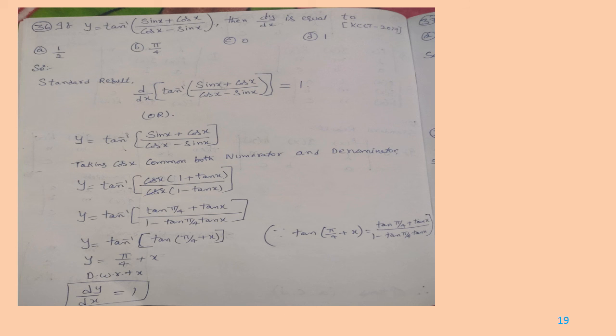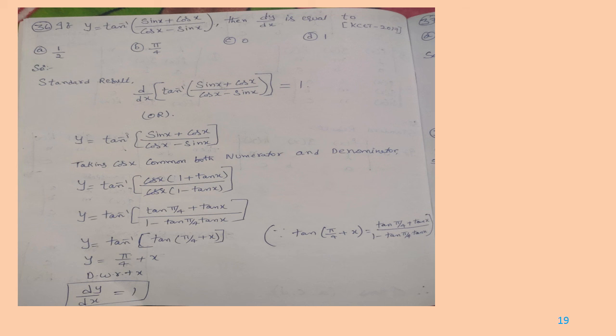Now if y equals tan inverse of (sin x plus cos x) divided by (cos x minus sin x), then dy by dx is equal to, which was asked in the year 2017. See, here we have a standard result. Last class we did the standard result: d by dx of tan inverse of (sin x plus cos x) divided by (cos x minus sin x) will always be 1 if the numerator has plus. If in the numerator you have negative, it will be minus 1.